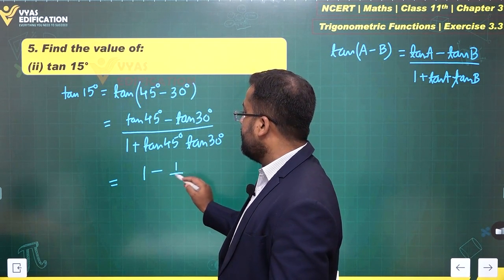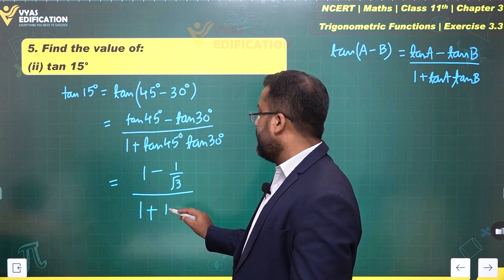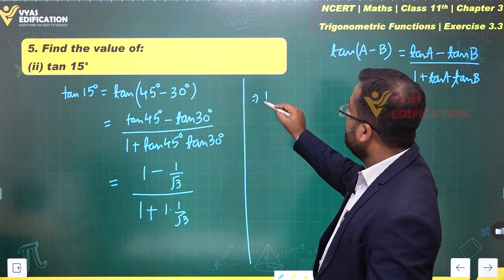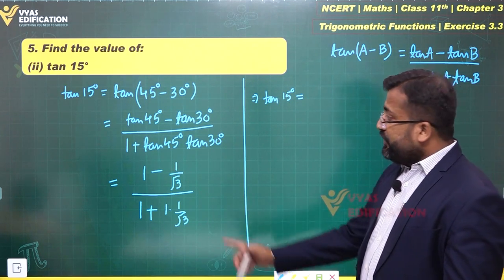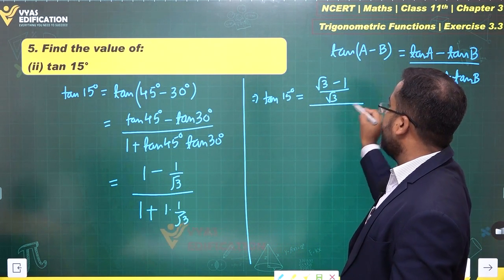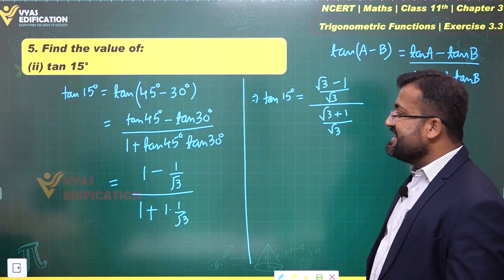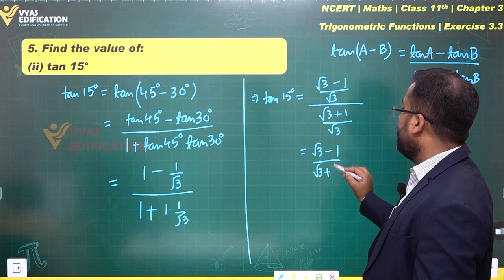So this is 1 minus 1 by root 3, upon 1 plus 1 times 1 by root 3. Now what does this simplify into? This gives me tan 15 degree can be written as, we'll have to take the LCM. This is root 3 minus 1 over root 3 whole divided by root 3 plus 1 over root 3, and yes, this one further simplifies into root 3 minus 1 over root 3 plus 1.